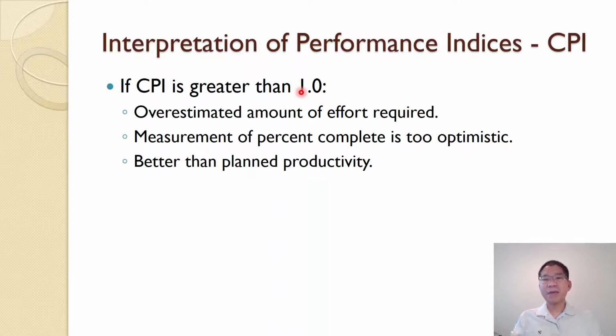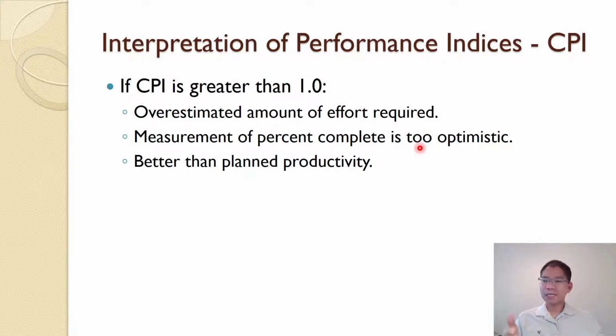It means that it may be greater than 1 because it may have overestimated the amount of effort required. So it means the project is under budget. It may be because when you estimate, you overestimate the amount. So it looks good, but it may not be that way because you overestimated at the beginning. So always we have to look into the root cause of this number, not only just compare one. Measurement of percent complete is too optimistic.